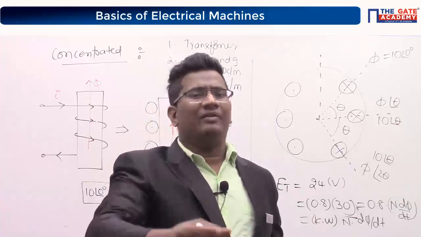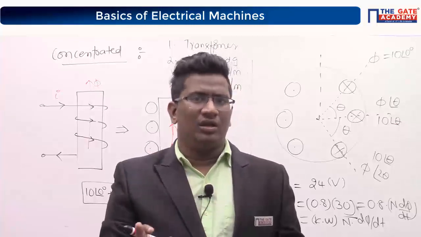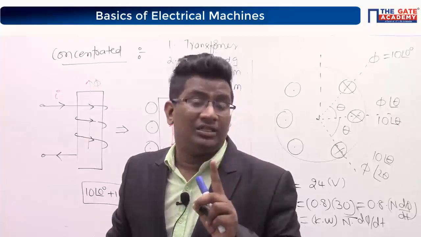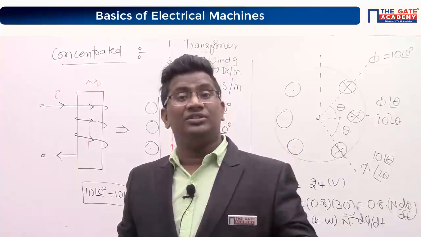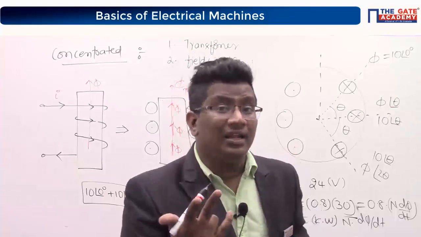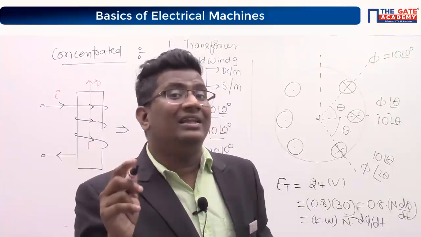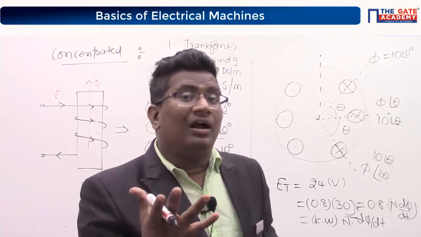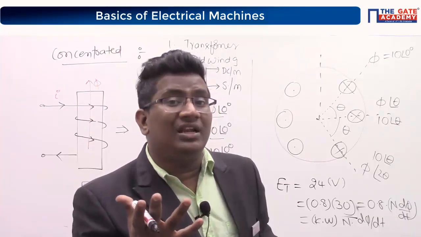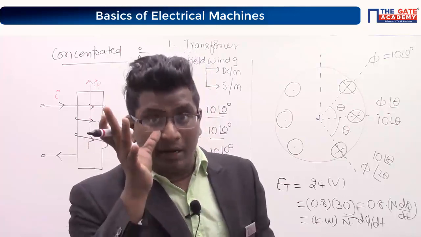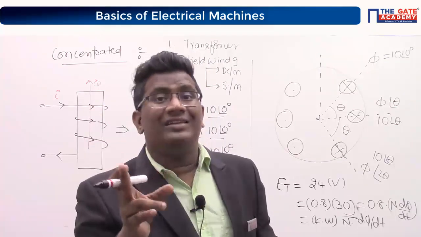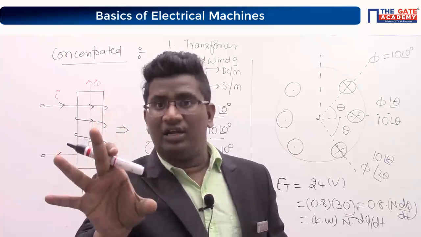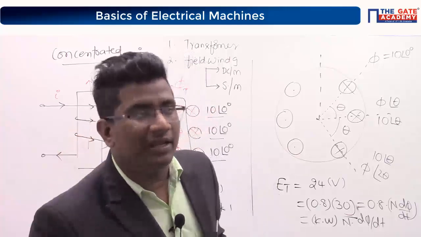Tell me, concentrated winding is available for which type of machines and where? Directly you can say transformer. Everybody knows that. But that concentrated winding is also there for DC machine and synchronous machine. Where is it available for DC machine and synchronous machine? Field only. Okay?